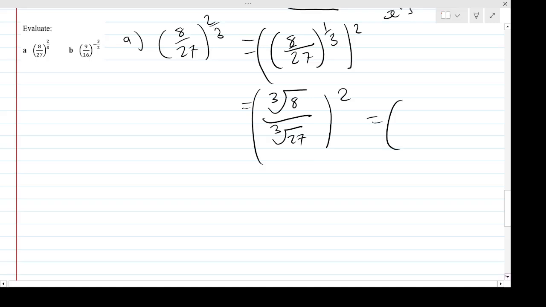But we can evaluate this, right? So what's the cube root of 8? That's going to be 2. Remember, looking for a number that times by itself 3 times to give us that number. So 2 times 2 times 2 is 8. And the cube root of 27 is 3. Because 3 times 3 times 3 is 27. Okay, and then we're going to square it. And then that's just simply saying 2 squared over 3 squared. And that would be 4 over 9.